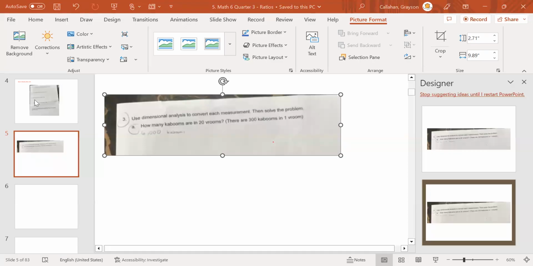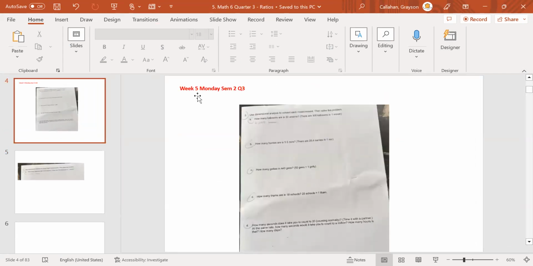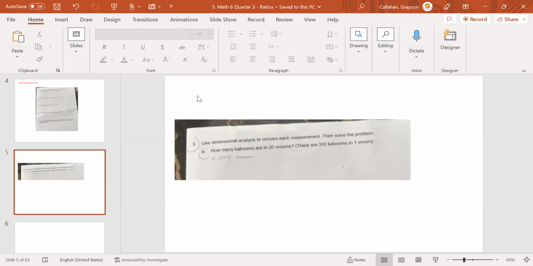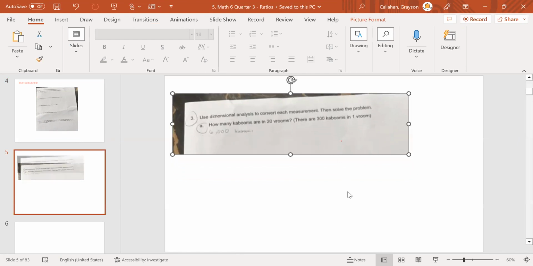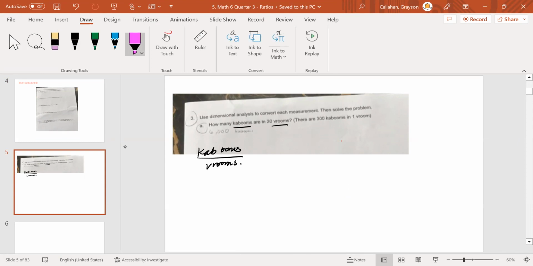Okay, so this is week 5, Monday, semester 2, quarter 3 on ratios. The first question asks you to use dimensional analysis to convert each measurement, then solve the problem. How many kabooms are in 20 rooms? So these are your 2 units, kabooms over rooms, right? And it gives you the ratio proportionality right here.